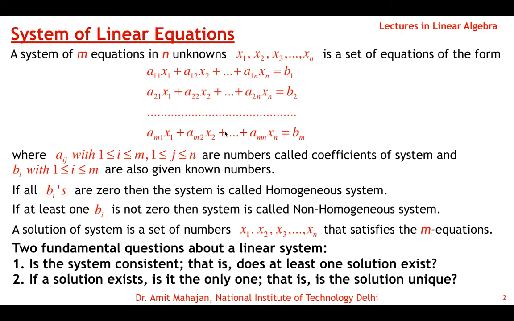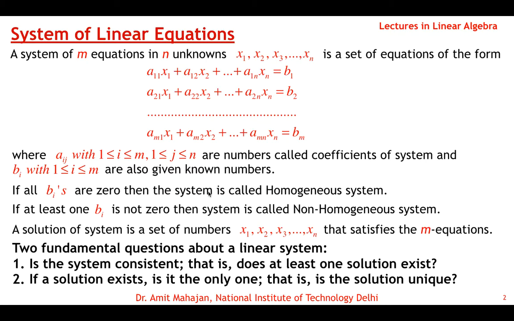And the second question is that if there is at least one solution, whether that solution is unique or not. If a solution exists, is it the only one? Only one set of numbers x1, x2, xn may satisfy the equations, or there may be infinitely many sets of numbers that satisfy these m equations. So we are going to take care of these two questions today: whether the system is consistent or not, and if it is consistent, whether it has a unique solution or infinitely many solutions.